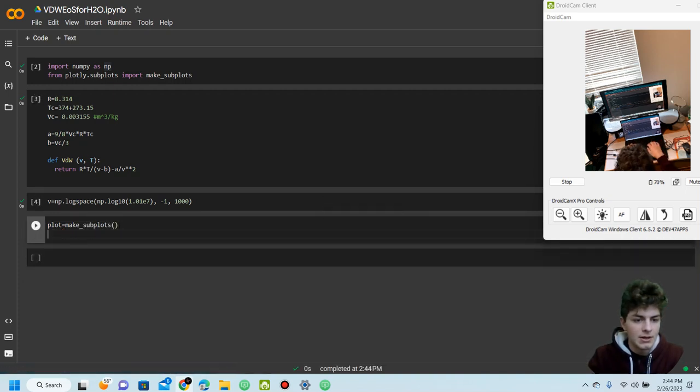We need our plot there. Amazing. Okay, so let's see. What do we need to do here? We need to find some sort of temperature to plot this with.